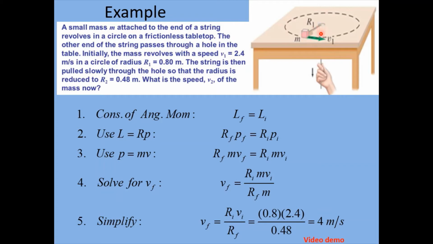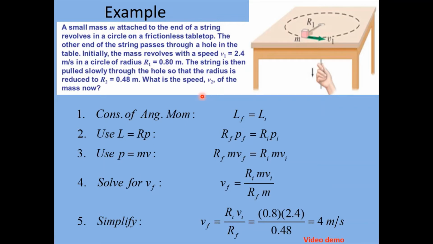And so you can see what's happening here. The string goes through this hole and then goes down here, and the string can be pulled, which effectively shortens the radius of the circle that the mass is going to travel around. Initially, the mass revolves with the speed v1 equals 2.4 meters per second in a circle of radius 0.8 meters. The string is then pulled slowly through the hole so that the radius is reduced to r2 equals 0.48 meters. What is the speed v2 of the mass now?